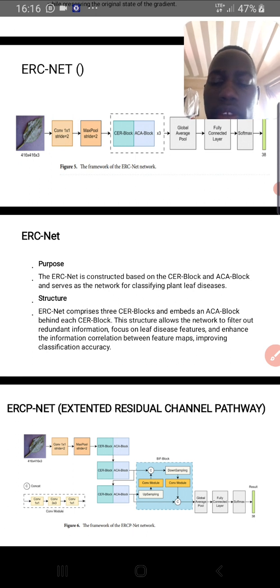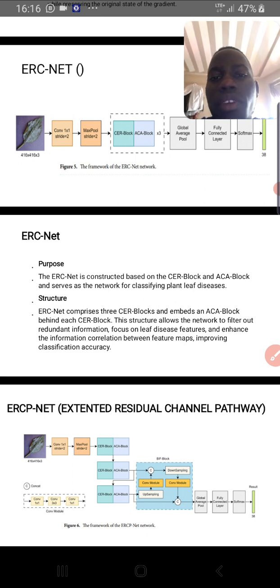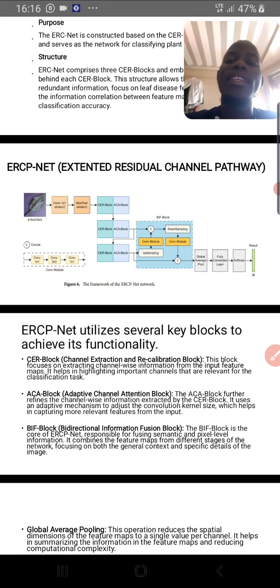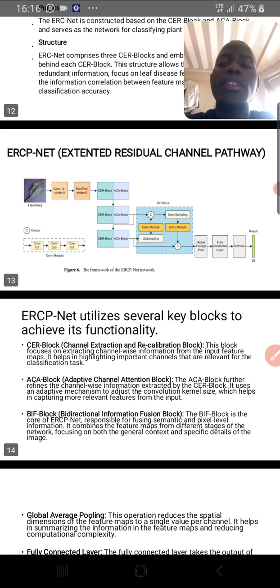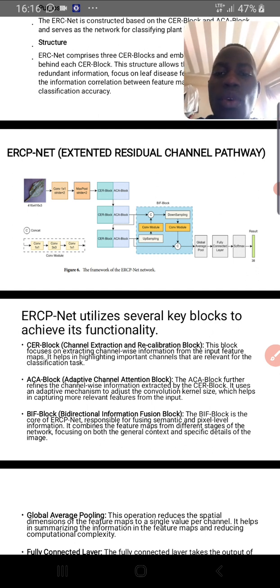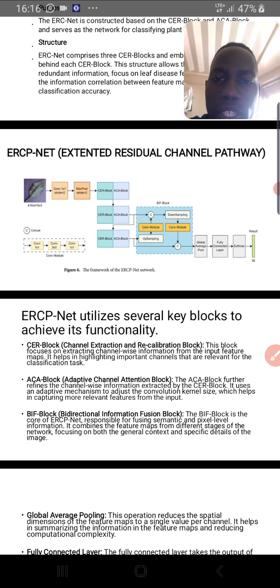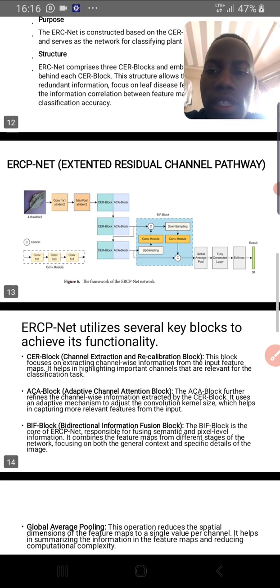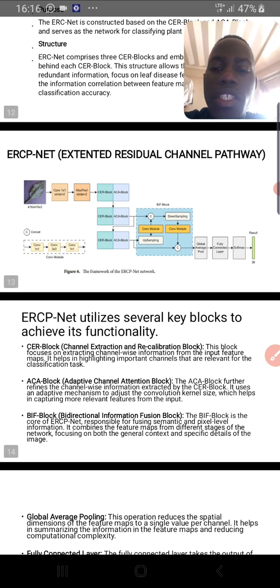So we have the ERCP-Net, and this final model, CP, is the extended residue channel pathway. This illustration shows all the other blocks that we have been talking about. We have the CER block and the SCA block, but the ERCP block only introduces the BIF block, and the BIF block is the core of the ERCP-Net, and it is responsible for fusing semantic and pixel level information.